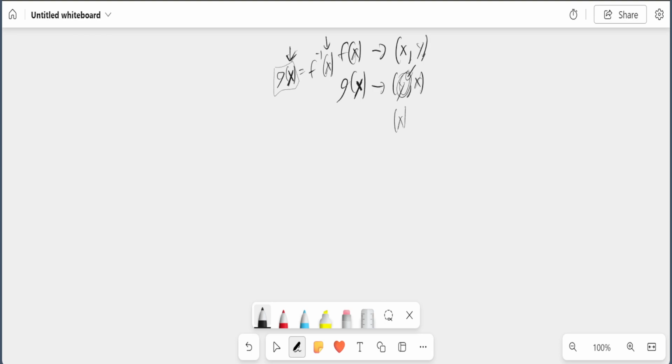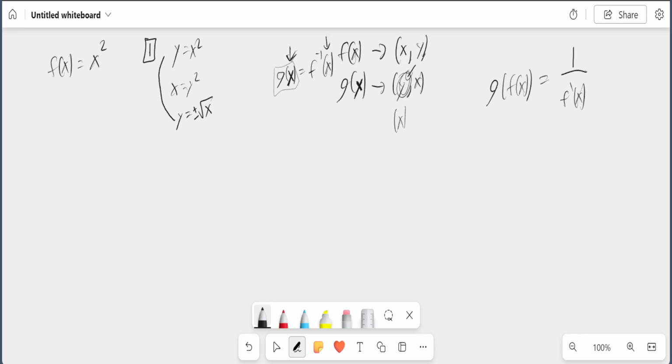So there was that whole derivation, right? And at the end there was g of f of x is equal to 1 over f prime of x, right? So if f of x is equal to x squared, on the side, let me find the inverse. This is method 1. y is equal to x squared, x is equal to y squared, y is equal to plus or minus root x. This y is not equal to this y, right? We're putting them on the same xy plane, but these are actually what are equal.